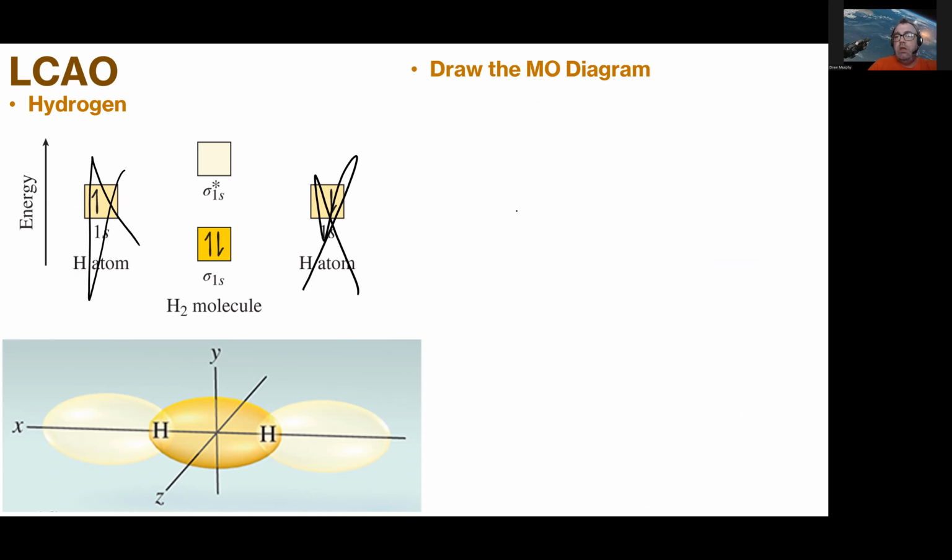So what we're going to do is draw this. This is our energy axis. You got to have that. Okay. We have made two molecular orbitals. One is lower energy, one is higher energy. This is a sigma 1s. This is a sigma 1s star.